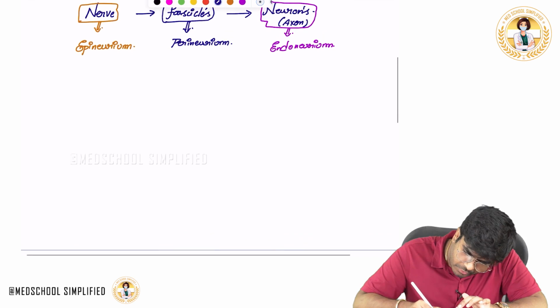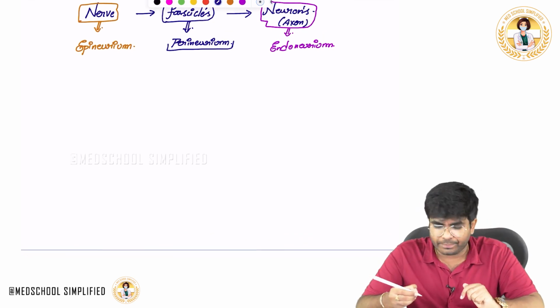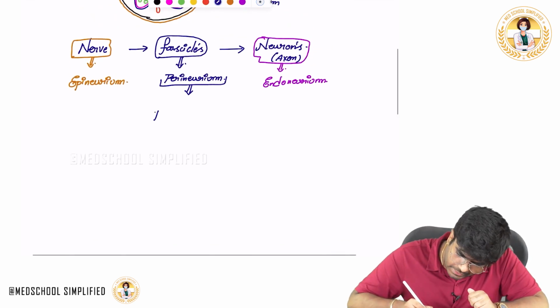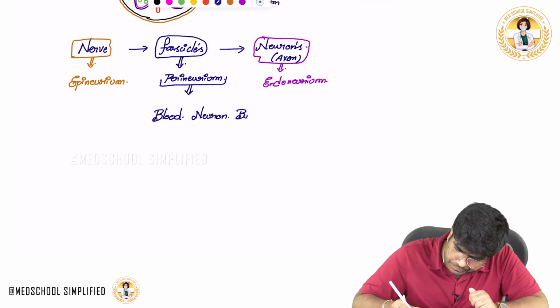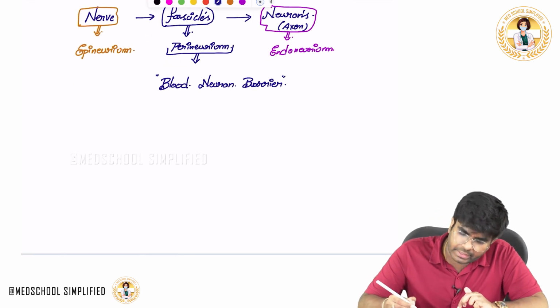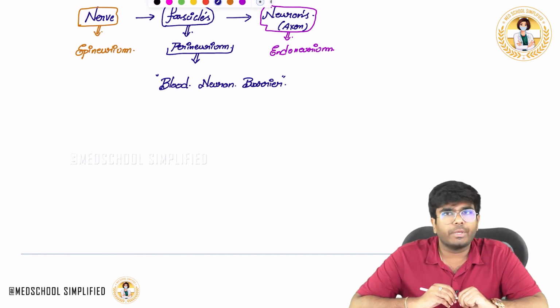Okay, so this perineurium, this connective tissue layer, the perineurium, is the one which forms that blood neuron barrier. So the point which I want you to know is, which layer is involved in the formation of the blood neuron barrier? It is the perineurium.